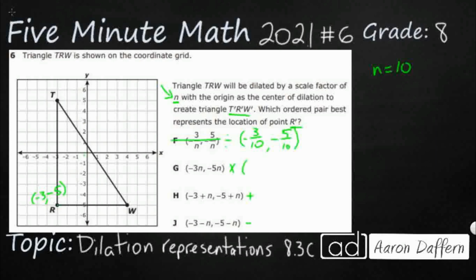-3 times n, so I'm going to make that just 10. -5 times n, which is 10. So that's going to turn into, there we go, -30, -50. All right, that would be massive. I'd be way off the scale. So far down to the bottom left, it's not even funny. That could possibly work.